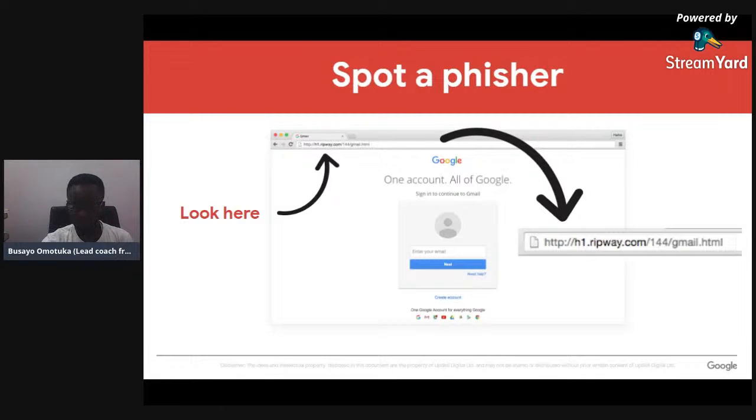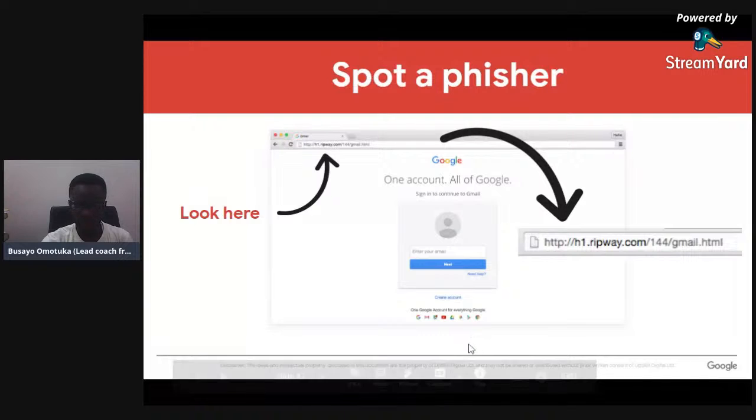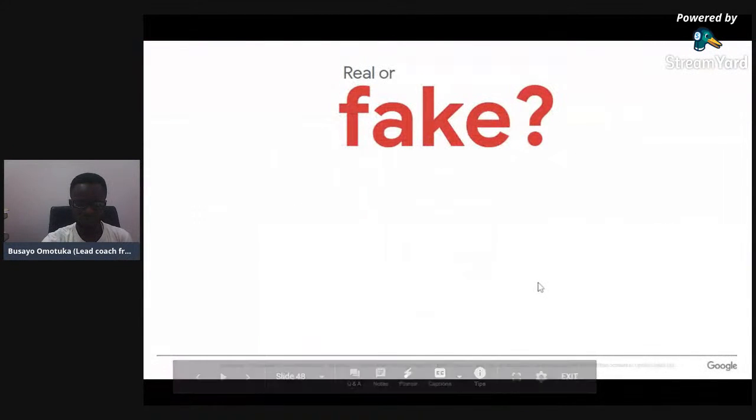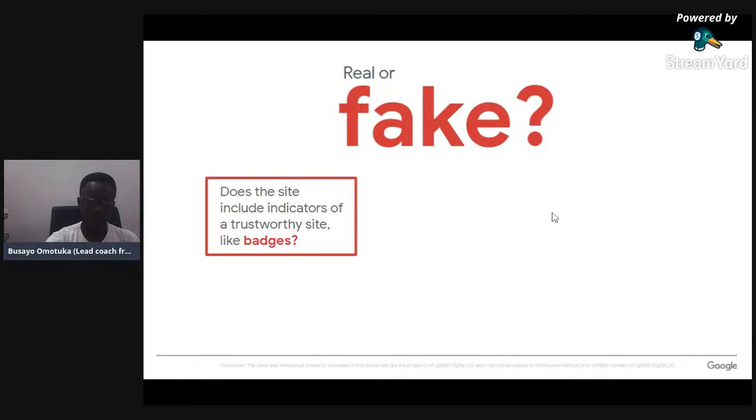So let's look at another example of how phishers can pretend to be someone we know. Let's look at how we can spot a phisher. Whenever teachers are engaging students, they should try as much as possible to ask them questions about the future. How can they discover a phisher? How can they spot one? Or how can they discover if a particular site is real or fake? And that's what we're about to do. Let's dive in.